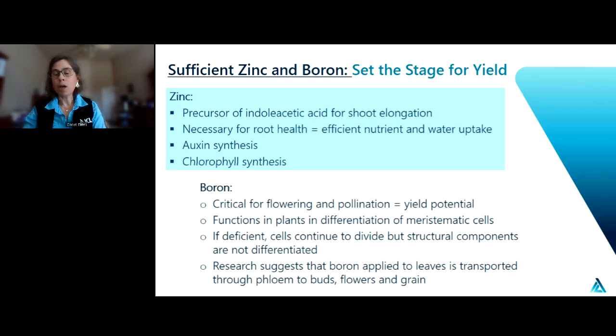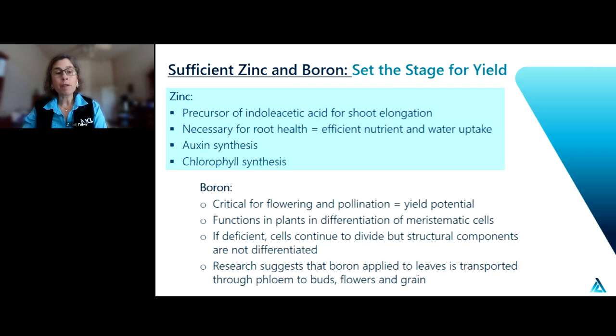Zinc, we know we've got to put that on early on. Normally we do a lot of them when we do the starters, but we can also put some on as a foliar. We have to make sure that it's there so that we can have good shoot elongation, good root growth, so that we can have better nutrient and water uptake, as well as the auxin and chlorophyll synthesis.